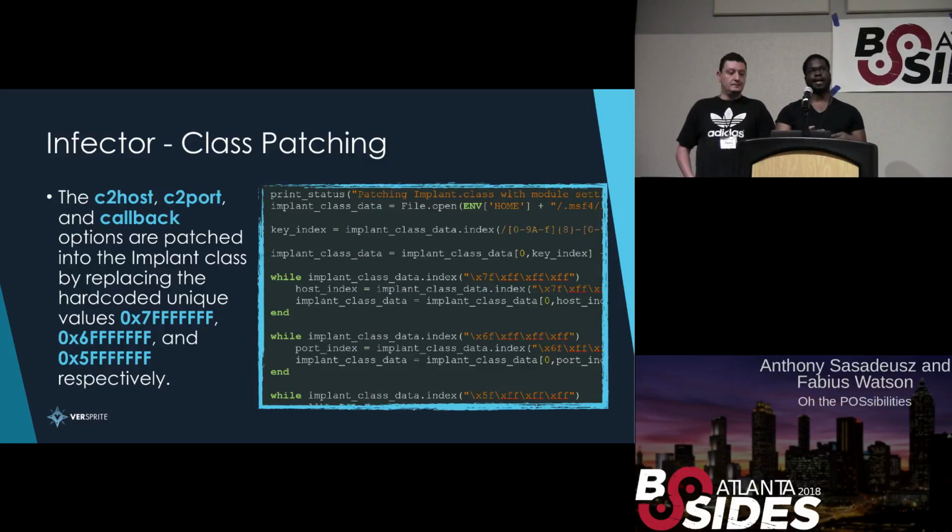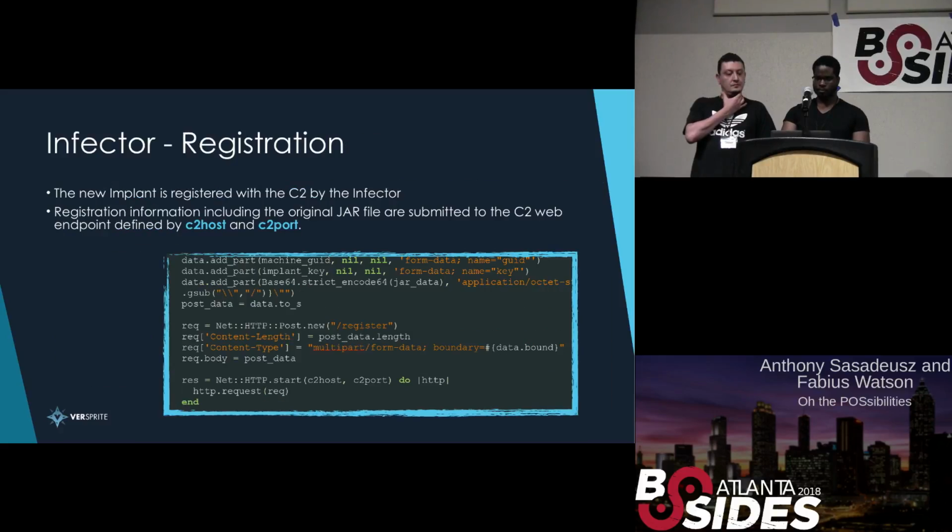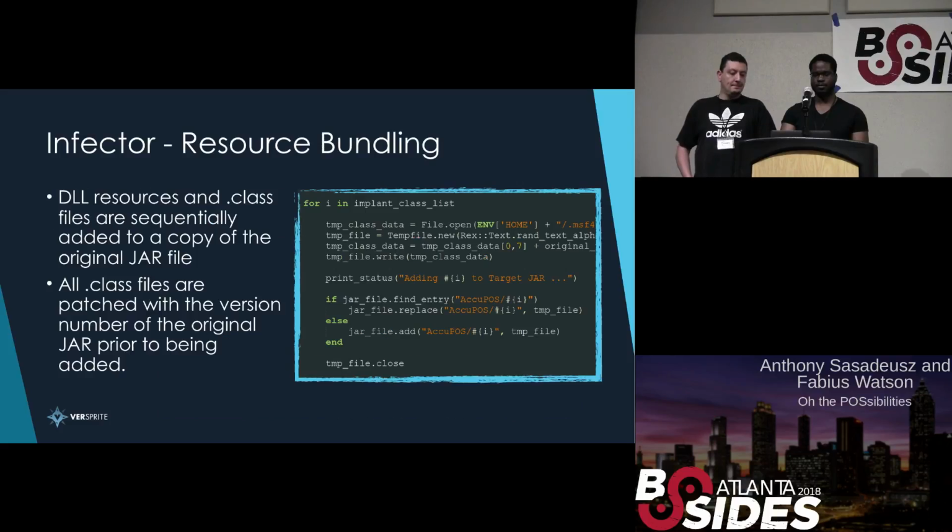Whenever I compiled the actual implant class, I included hard-coded values as integers in the binary, and I replaced them with the values that the operator provides through Metasploit for C2 host, C2 port, and callback, so that I have a modular implant component. After this happens, the infector registers the implant on behalf of the target host to the C2. It does this by sending the GUID, the key, and the original jar file to the C2 through a POST request to the registration endpoint.